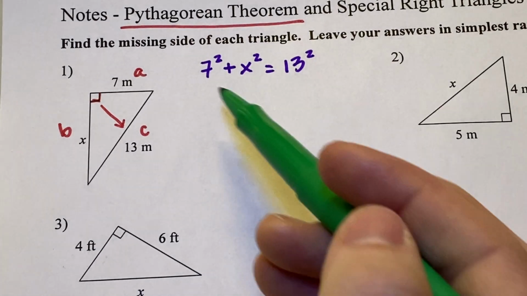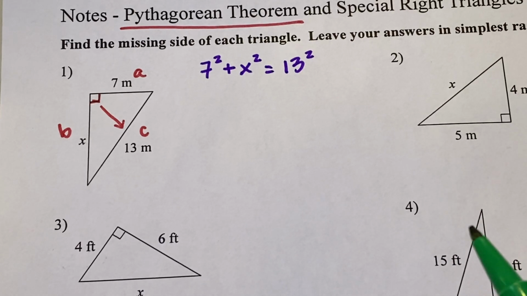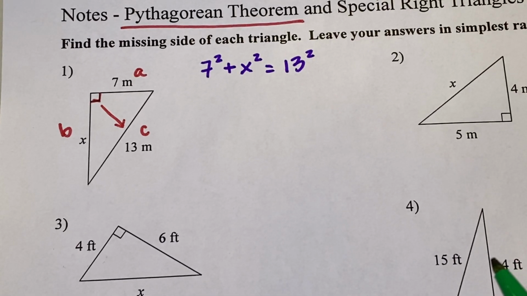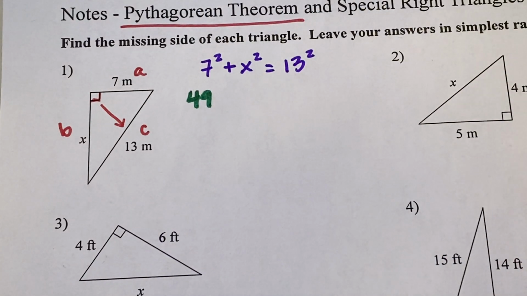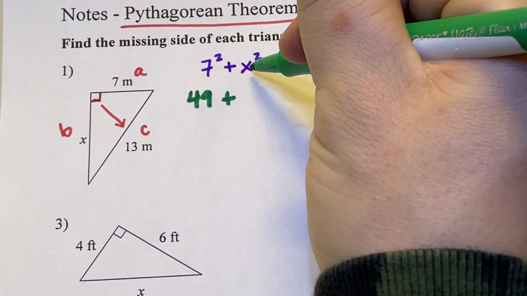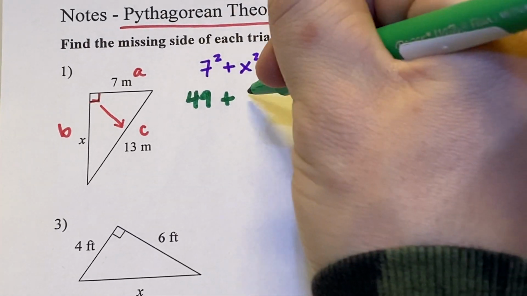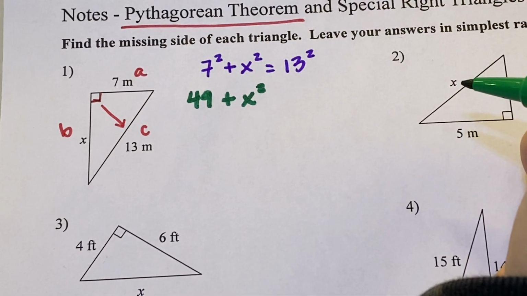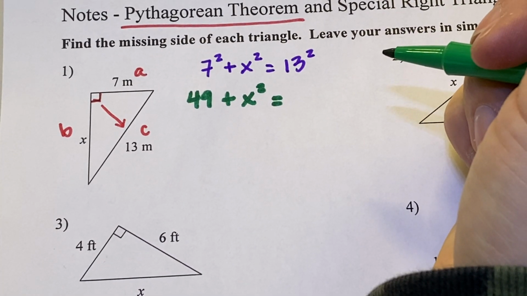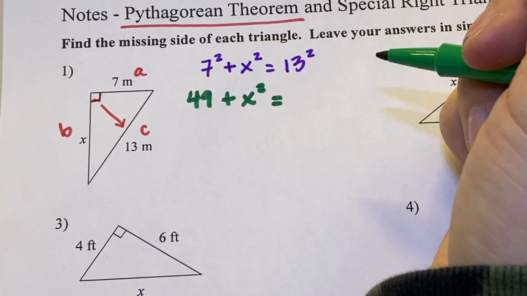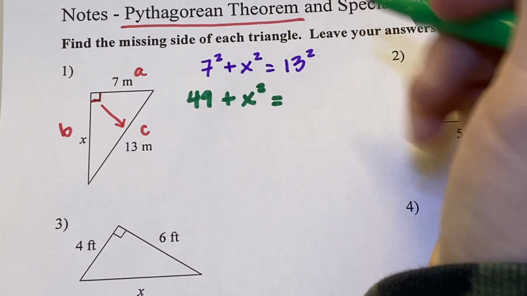We know what 7 squared is. What is 7 times 7? 49. Can we square a number we don't know? So can we simplify X squared? No, we don't know what X is, so that just has to stay X squared for now. What is 13 squared, or 13 times 13? 169.